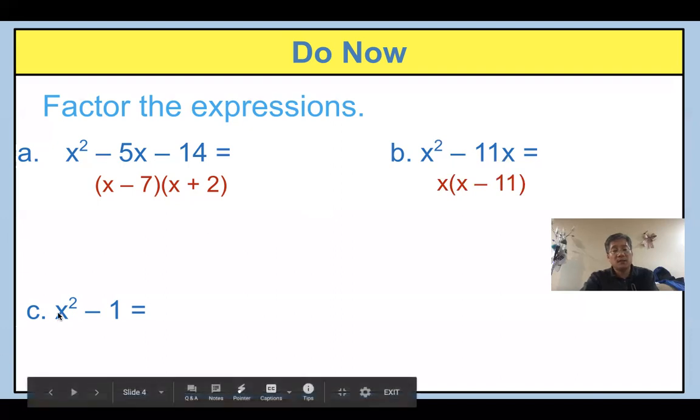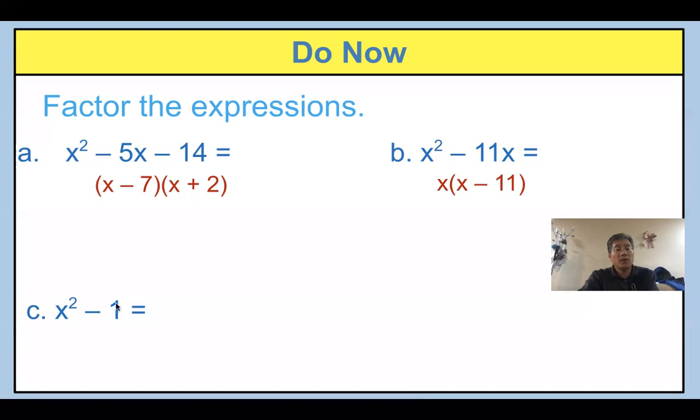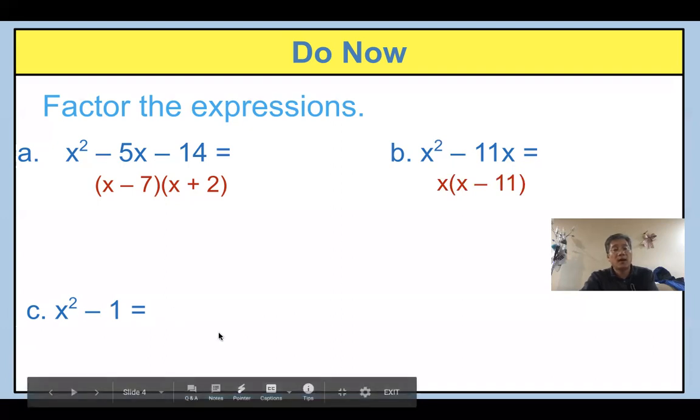Now, C, x squared minus 1. We learned that 1 squared is also 1. So this is an x squared minus y squared form, right? x squared minus 1 squared. Instead of y, we have 1. Then you remember the formula x minus y, x plus y. So this is x minus 1, x plus 1. All right? Because negative 1 plus positive 1 is 0. So bx is 0, so you don't have a b term.